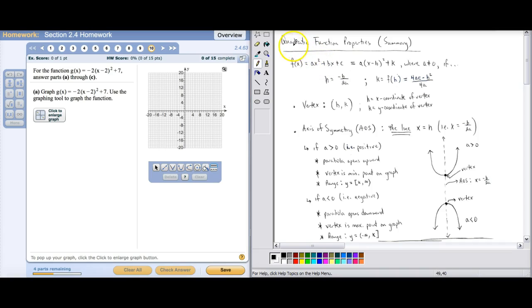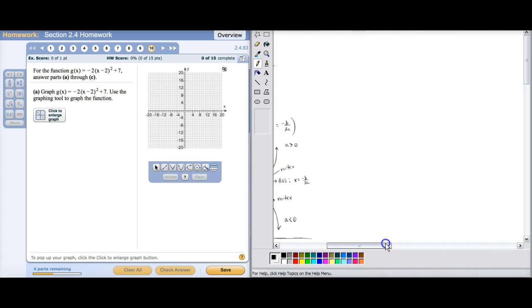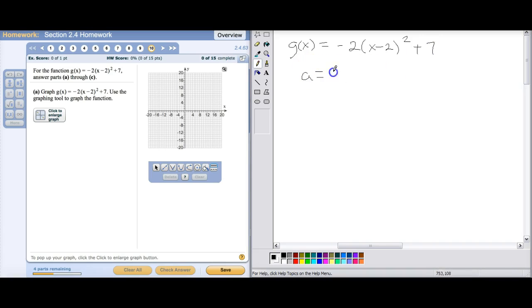So I'm going to go ahead and clear this out and give ourselves some room to do some extra work. All right, with that being said, let's start to work on this problem. We have g of x is -2 times (x minus 2) squared plus 7. From what we've seen, we know that a is -2, h is 2, and k is 7. So first off, we know that the point (2, 7) is on the graph, and that's going to be our vertex.